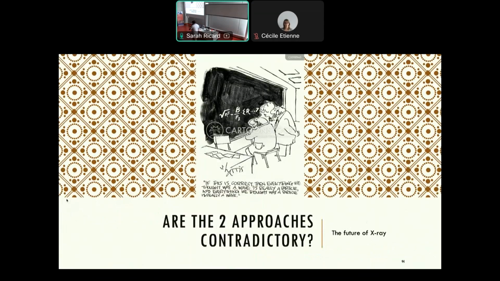Okay, I'm going to use the last 10 minutes to show you something. I showed you so far two different approaches. One is based on the particle aspect of light, this photoelectric effect. The other was using wave properties with the phase contrast. And actually, in the near future, we're going to use all those approaches together to have better images.